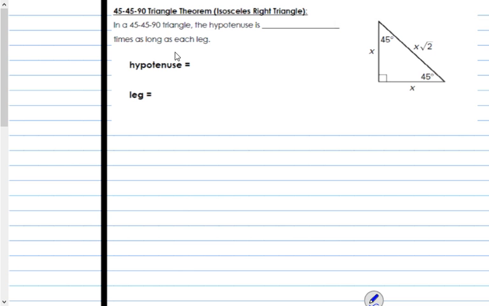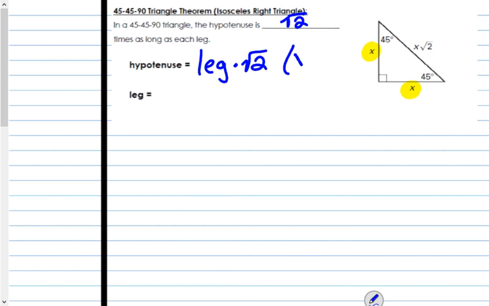In a 45, 45, 90 triangle, the hypotenuse is the square root of 2 times longer than each leg. Those 2 legs are the same. As you can see, they're both labeled x, x. So whatever this side is, this side is. And it's because they have equal angles. Since they have equal angles, they also have equal sides. So in a 45, 45, 90 triangle, that's an isosceles triangle, 2 equal sides because there's 2 equal angles. Okay? So the hypotenuse is the leg times the square root of 2.